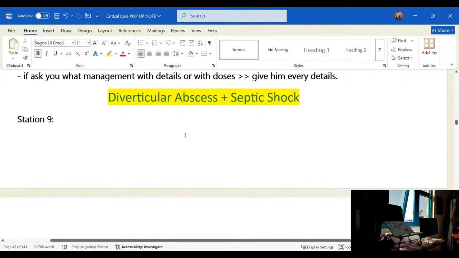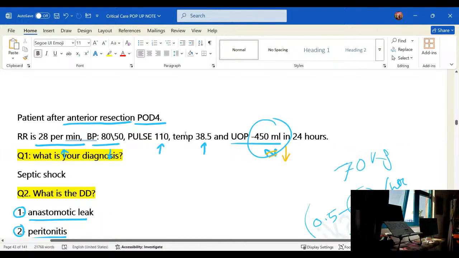Diverticular abscess and septic shock. Patient after anterior resection of the POD.